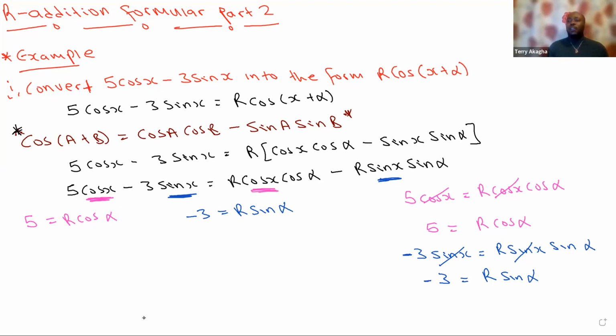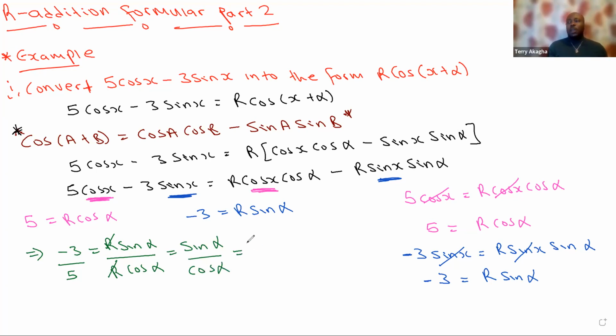So that means we need to divide the sine equation by the cosine. So that is step 4. So for us to divide it now, it's going to be minus 3 over 5, that is R sine alpha divided by R cos alpha. Okay? So when you do this, you will see that we cancel the R, and you're now left with sine alpha over cos alpha. Sine over cosine is equal to tan alpha.